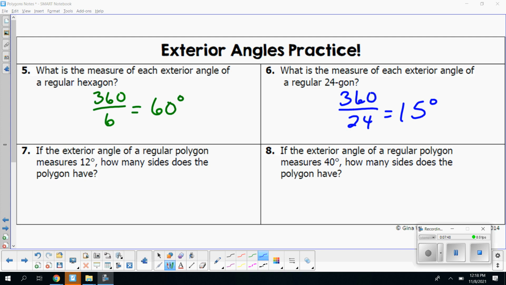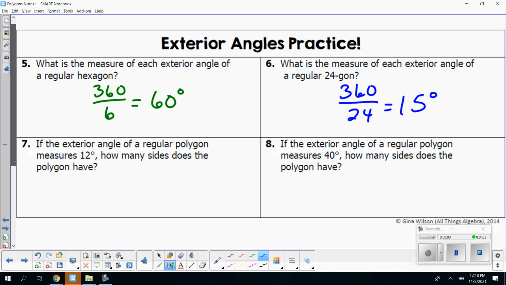Okay, you should have gotten 360 divided by 24 should give you 15 degrees. All of the measures of the exterior angles of a figure with 24 sides should be 15 degrees. Let's take a look at number 7.